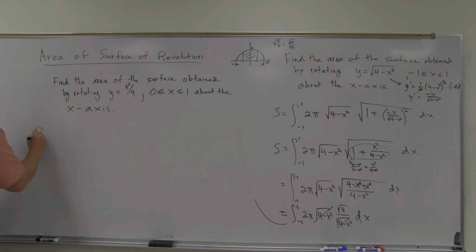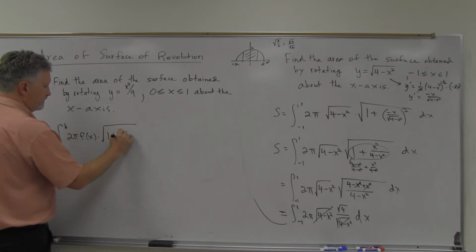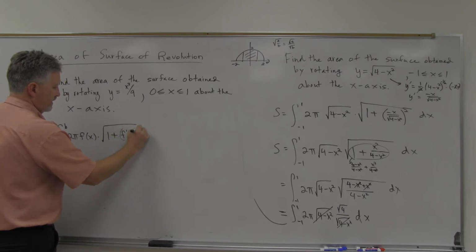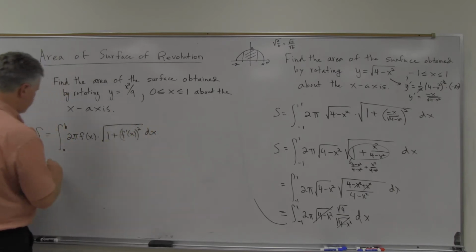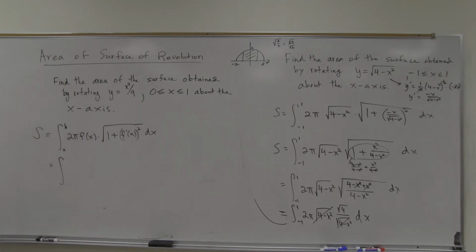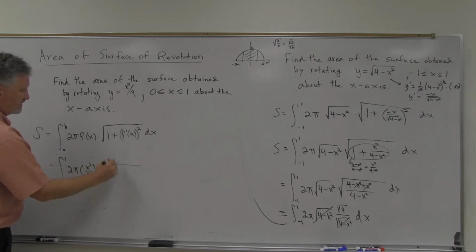So the surface area of y equals f of x rotated about the x-axis is the integral from a to b. Since I erased it, I'll write it up here again: 2 pi f of x times the square root of 1 plus f prime of x squared dx. That's our formula. So what does that work out to be? From 0 to 1, a to b, 2 pi, what's my f of x? x cubed over 9, times the square root of 1 plus the derivative squared.